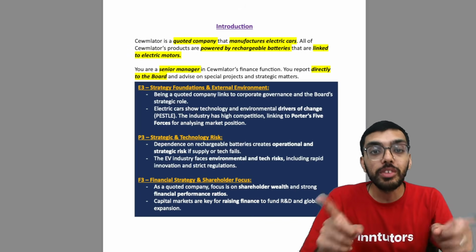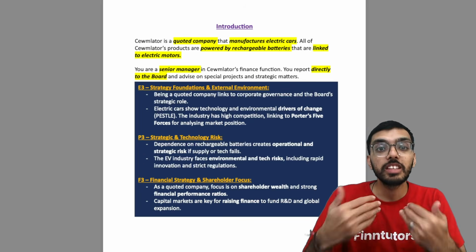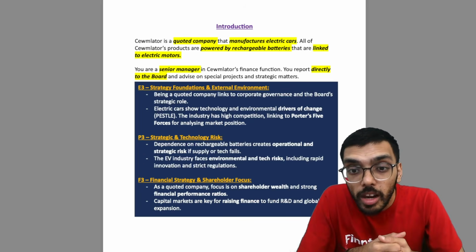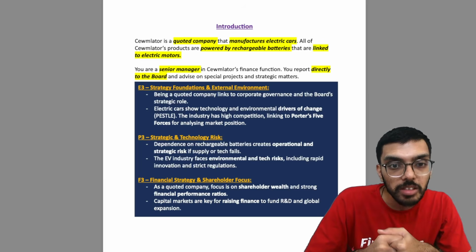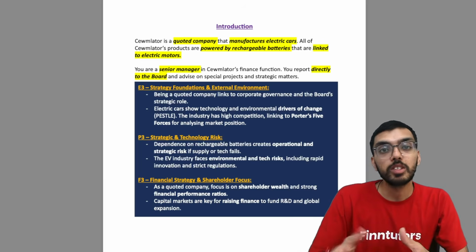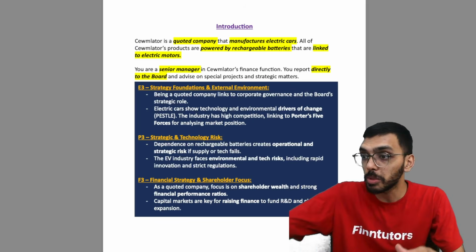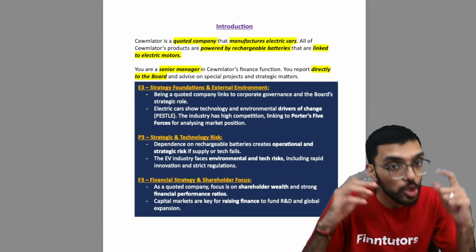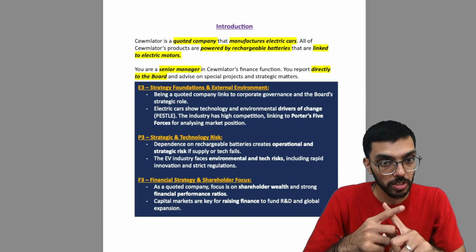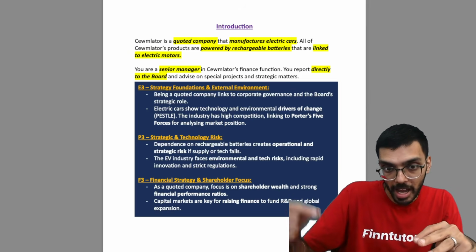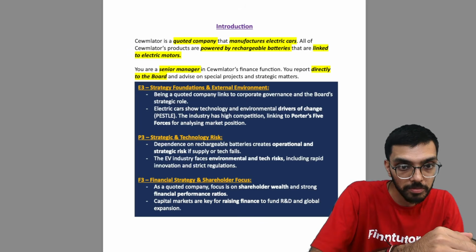Now, we depend on rechargeable batteries. This is creating your operational risk, strategic risk. Why? Because what if there is a malfunction with the battery? What if there is a malfunction with your supply chain? So risk is coming into the picture. Topic number 3, you should write down types of risks.